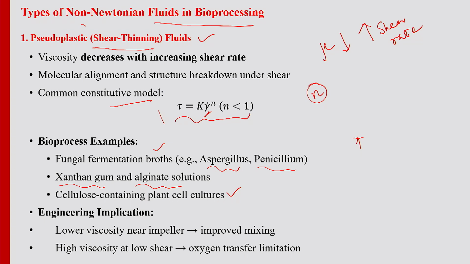What are the engineering implications here? Near the impeller, the viscosity is very low, so you will get improved mixing. Where there is low shear, the viscosity is high, and then definitely there will be oxygen transfer limitation, OTL. So, that is what we discussed about pseudoplastic fluids.